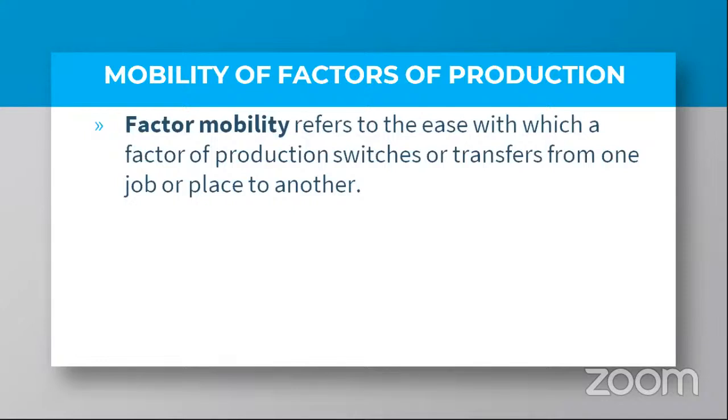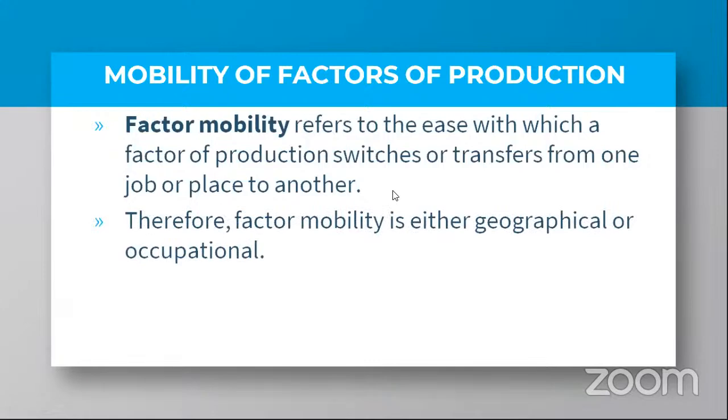Now, when we talk about the ease with which factors can move from one job to the other, that is what we call occupational mobility of factors of production. When we talk about factors moving from one place to the other, that is what we refer to as geographical mobility of factors of production. So factor mobility refers to the ease with which factors of production can switch or transfer from one job to the other or place to another. Factor mobility, as I've explained, is either geographical or occupational.